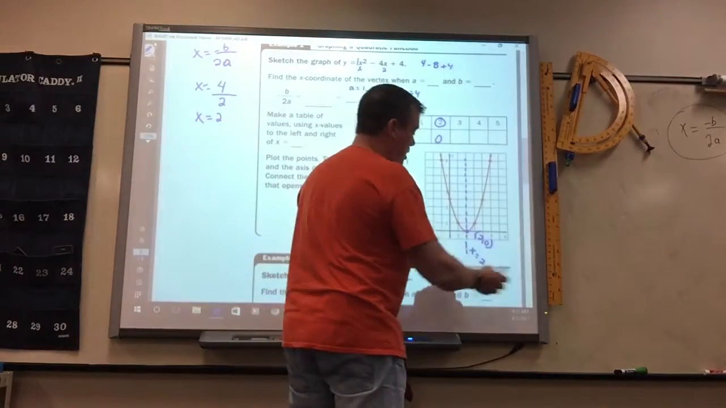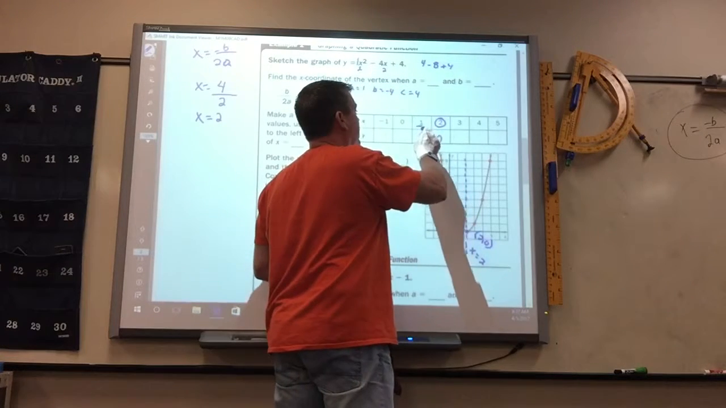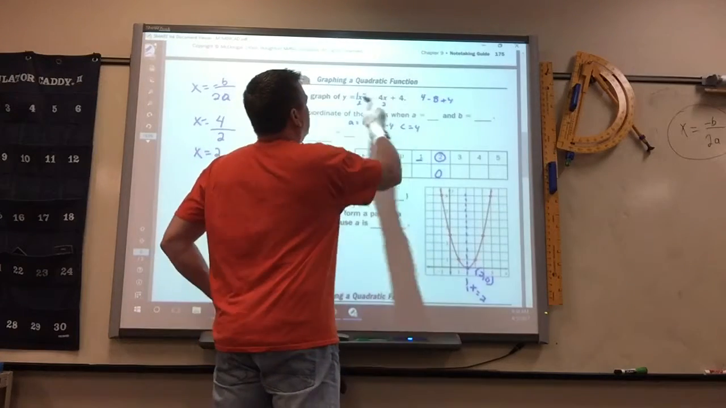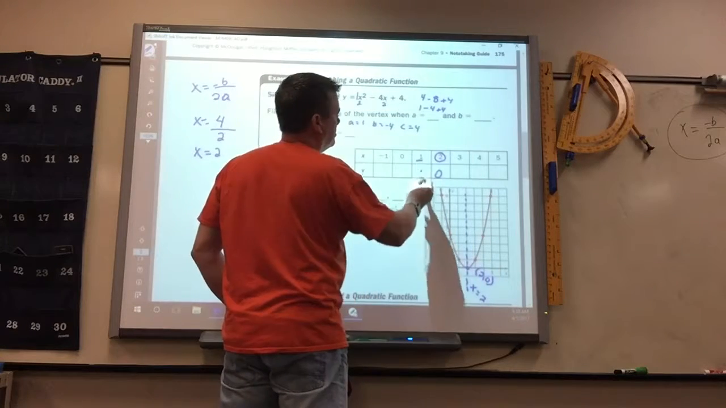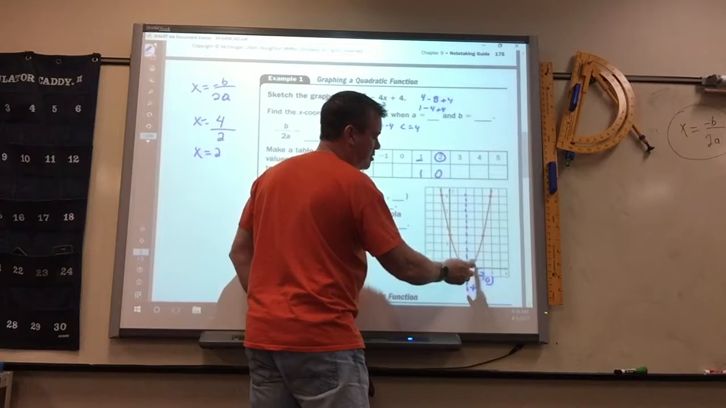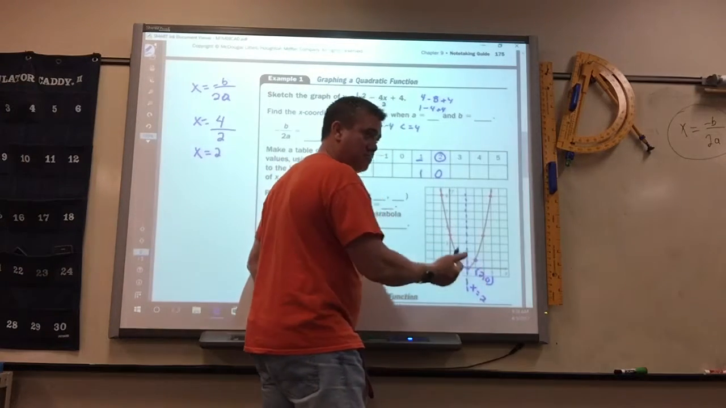So you can go either way. I could put in 3 or 1. 1's a lot easier, so I'll put 1 in. When I put 1 in, I get 1 minus 4 plus 4 is 1. So you plot that point. And then you don't have to put 3 in because you know it's symmetrical. You just reflect it over to there.